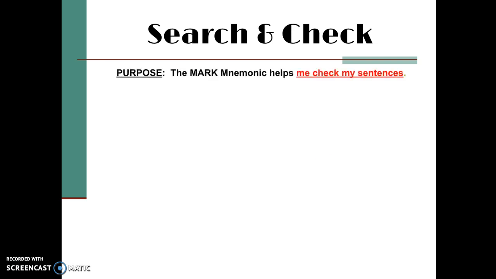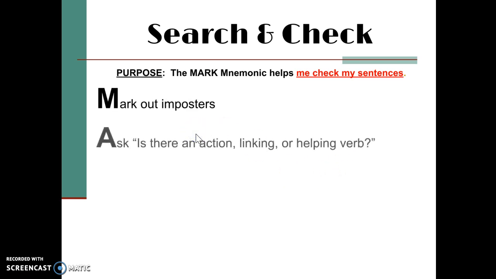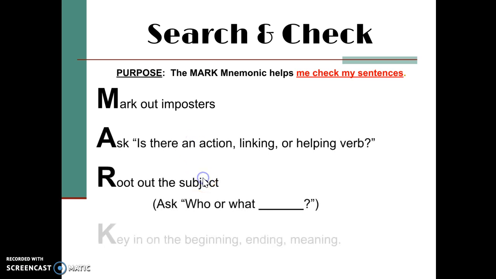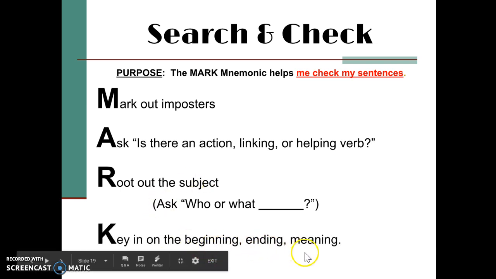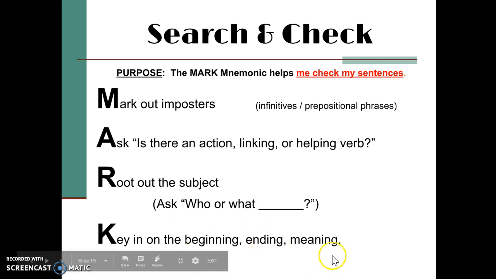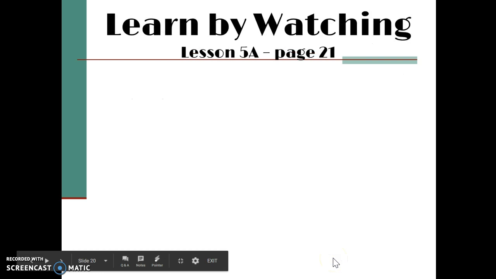And searching and checking brings us back to page 4 where we talk about our marks mnemonic. After we've written our sentence, we go back to marks and we check. We mark out the imposters. We ask if we wrote a verb. We root out the subject by asking who or what did the verb action, and we key in on the beginning, ending, and meaning. Does it have a capital? Does it end with punctuation? And does it make sense? So now you're going to go to page 21, and we're going to practice this new strategy, or this new formula that we talked about with a subject and 2 verbs.